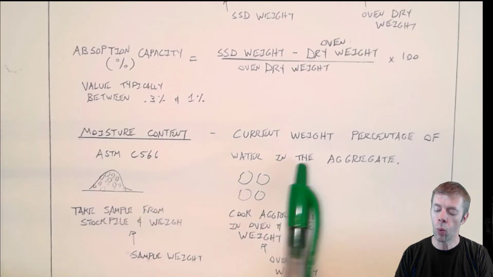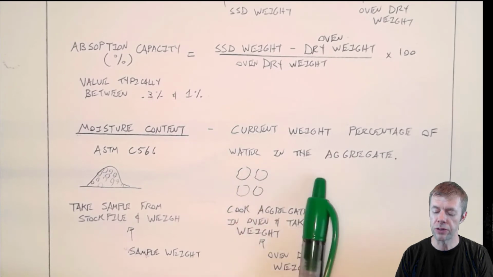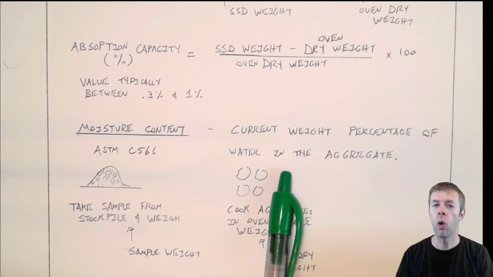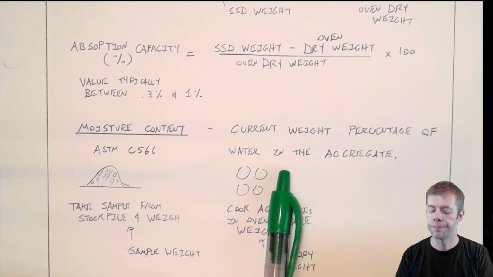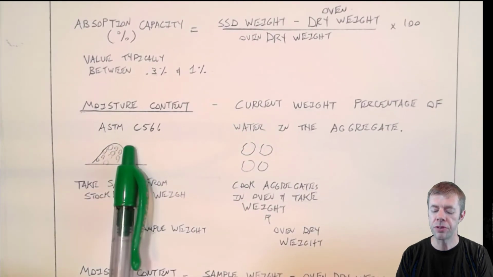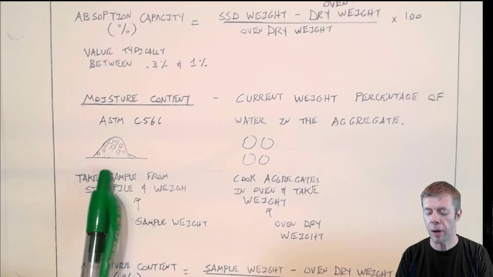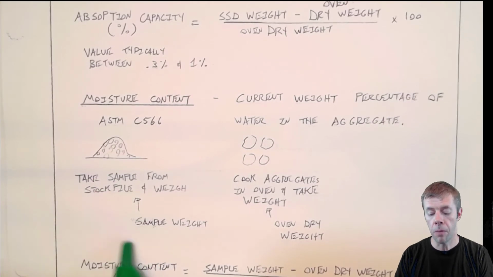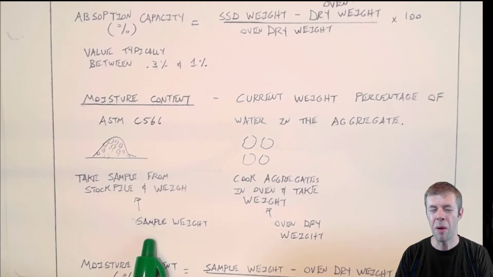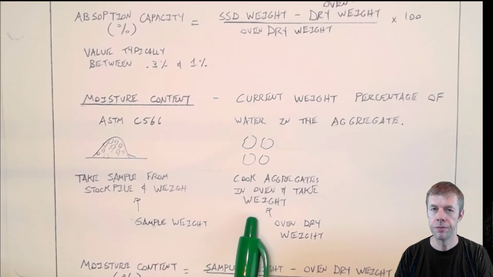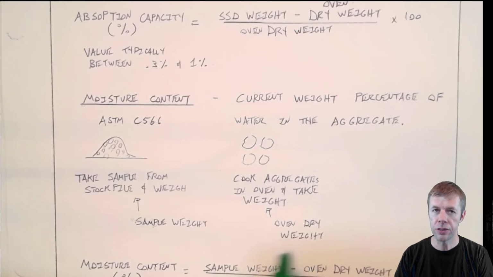And this is the current weight percentage of the water in the aggregates. This is the current percentage of water in the aggregate in terms of the oven dry weight. This is described by ASTM C 566. So the way you do this is you take a stockpile. That's your sample weight. You take a scoop, maybe about 1,000 grams or so, and then you cook the aggregates in an oven, okay? And then you take the weight again. This is called the oven dry weight, and this is called the sample weight.